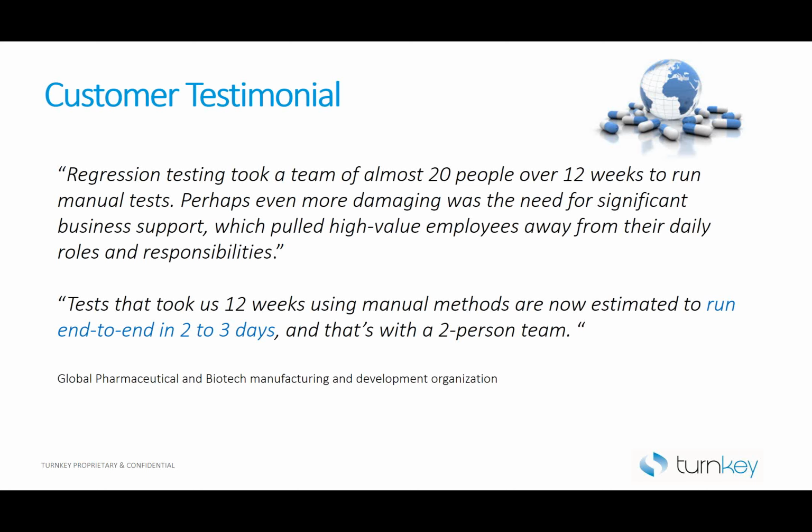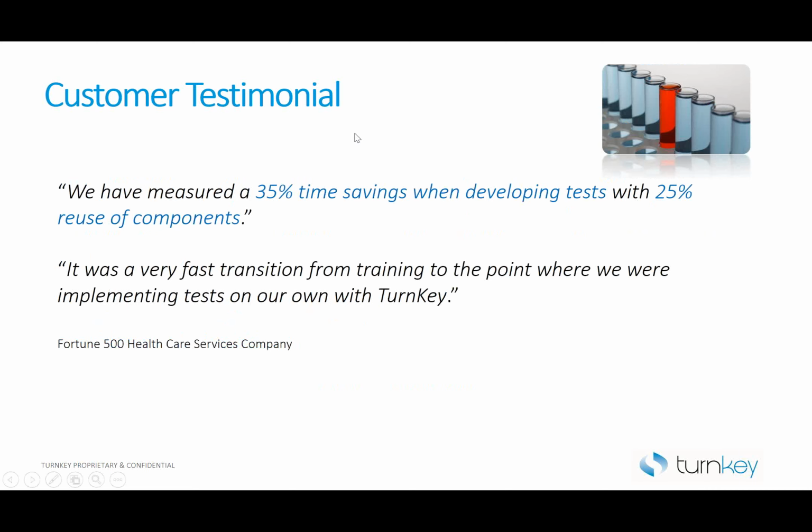So by adopting this process, an integration of these disciplines, tests that once took 12 weeks are now estimated to run end-to-end, completely pervasively, in 2 to 3 days, and the team that has to do that has been reduced to 2 persons at the end of that process. So very, very significant. Now, the 2-person team is the one at the very end. There are other people from the QA organization who are now integrated into the process that make this a reality. So shortened cycles and better quality. One other testimonial is the Fortune 500 healthcare services company.